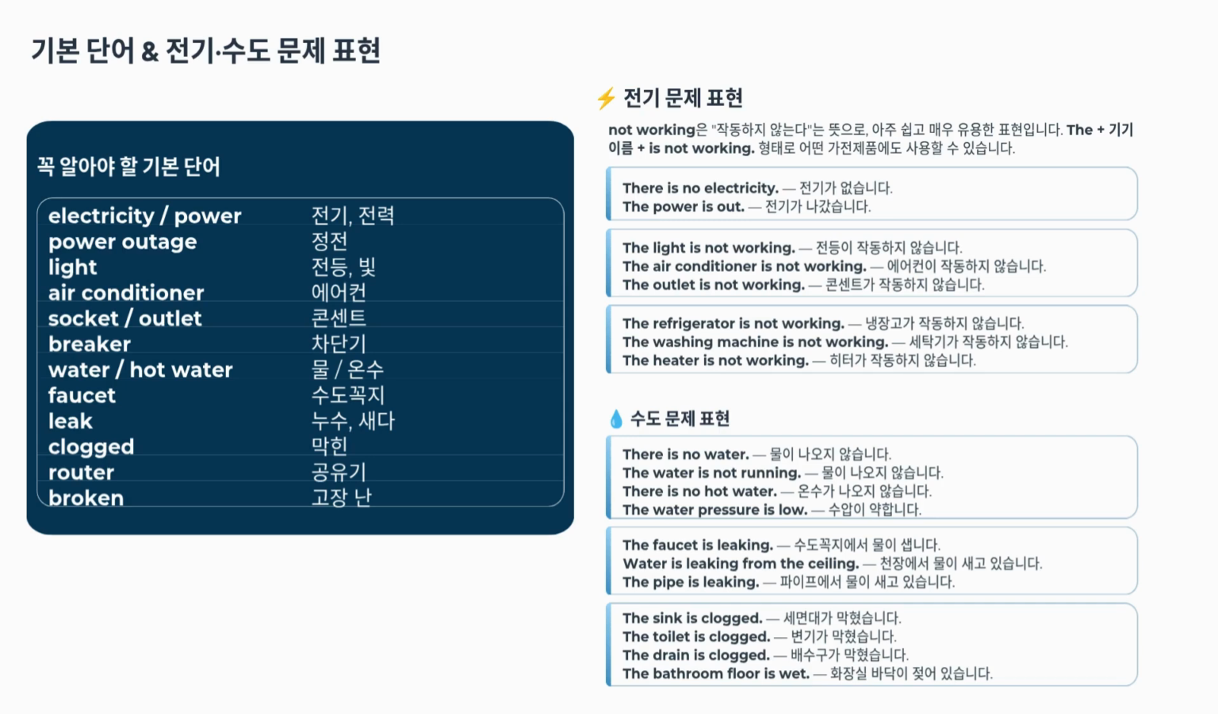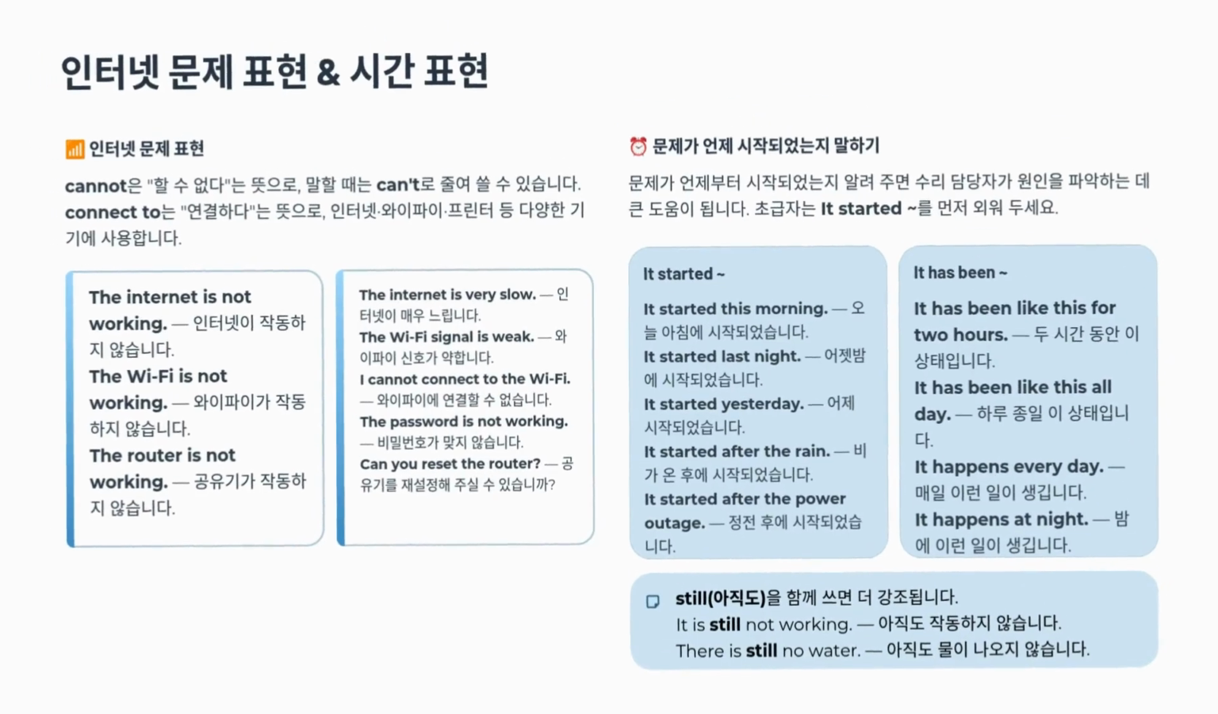Say, the light is not working. The air conditioner is not working, the outlet is not working, or the refrigerator is not working. For a complete outage, say, there is no electricity, or the power is out. For water, say, there is no water. There is no hot water. The water pressure is low, or the faucet is leaking. Point to the correct place or appliance while speaking.